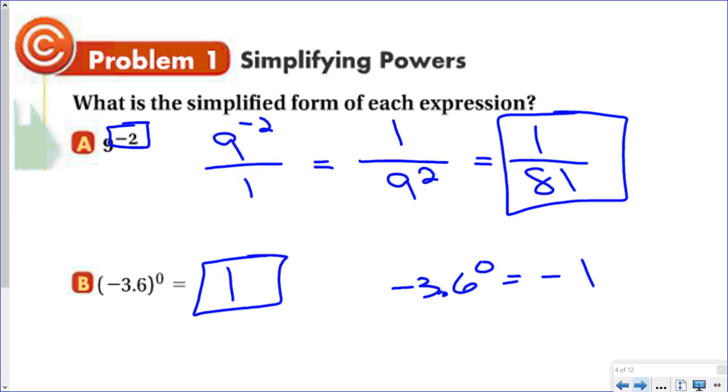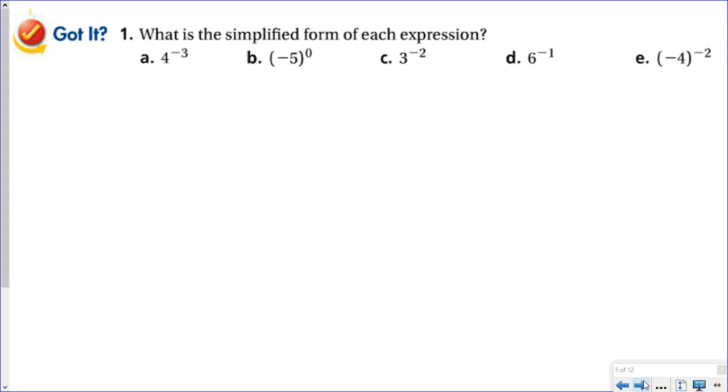3.6 raised to the 0 power is 1, and then you have to throw that negative back in front. Okay. So letter A here. To make it into a positive exponent, you'd move it to the bottom. So you'd have 1 over 4 to the 3rd power. Your final answer would be 1 over 4 times 4 is 16. 16 times 4 is 64.